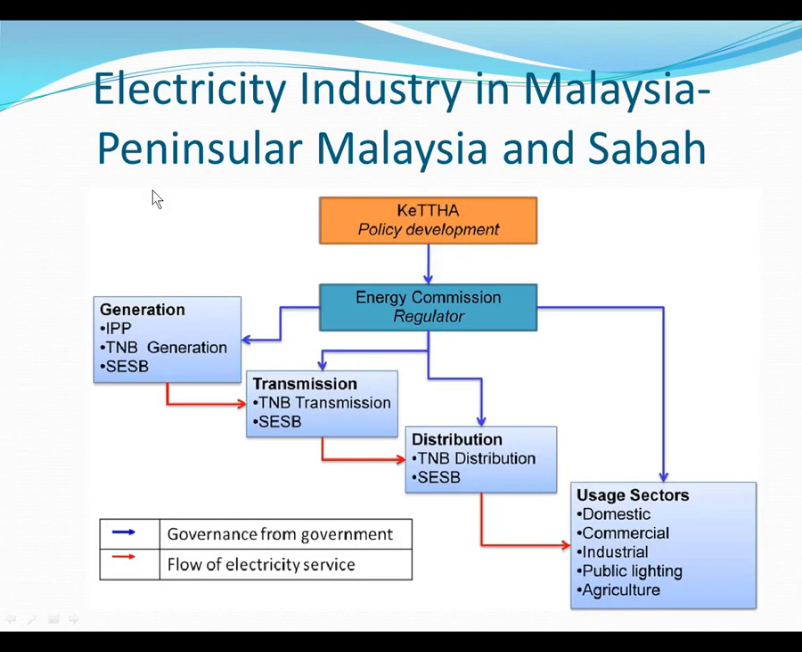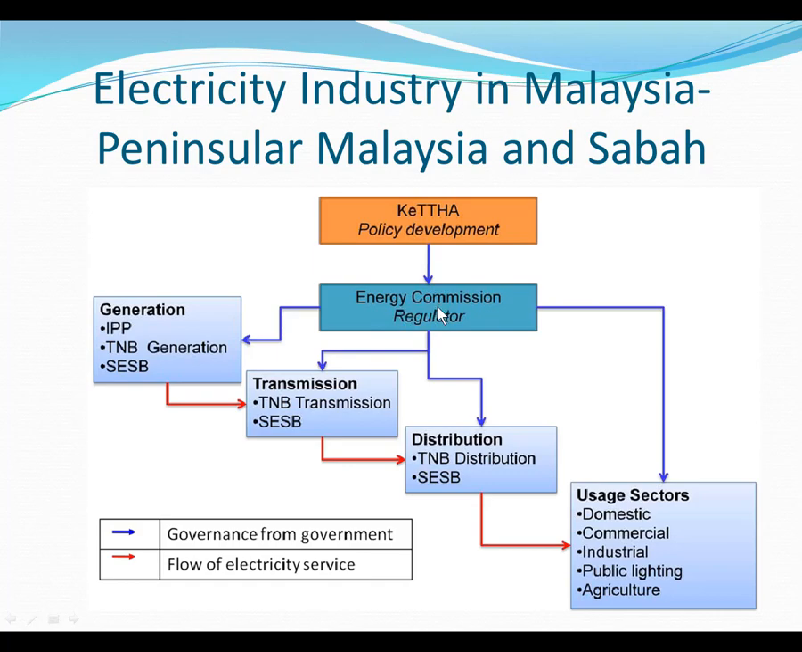Okay, you see. So for Peninsular Malaysia and Sabah, this is the structure of the electricity industry. At the top is KeTTHA. KeTTHA is Kementerian Tenaga, Teknologi Hijau dan Air, or in English we call it the Ministry of Energy, Green Technology and Water. So at the top is our ministry, and then under this ministry we have the Energy Commission, who regulates all the regulations for generation, transmission, distribution, to take care of the utilities and all, as well as the users, the customers.